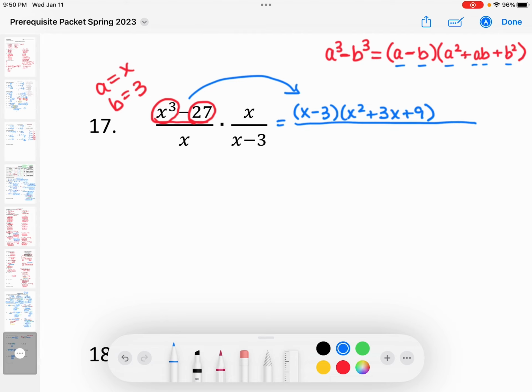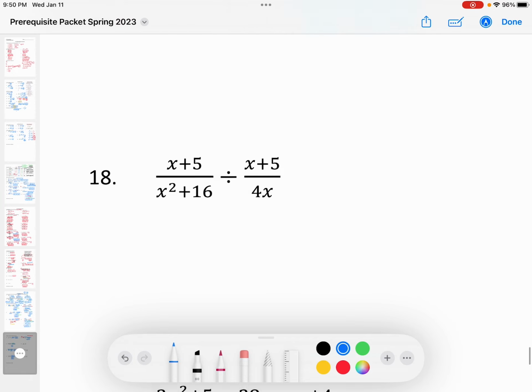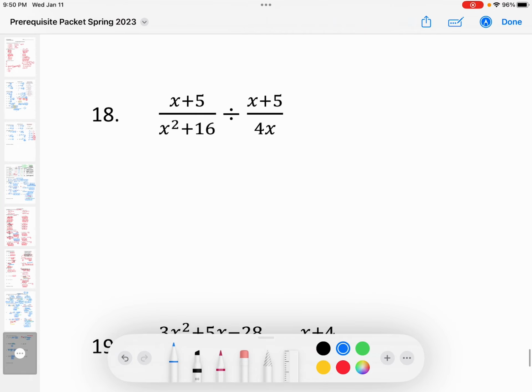And then we'll remember that that's multiplied straight across, so I'll multiply by this x squared. On the bottom I have an x times an x minus 3. And I get some great canceling going on. So satisfying. Beautiful. This is our first division one. If you remember how to divide by fractions, dividing by a fraction is the same thing as multiplying by the reciprocal.